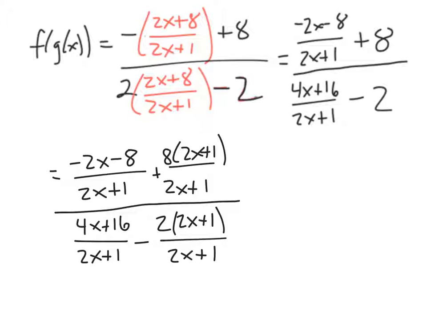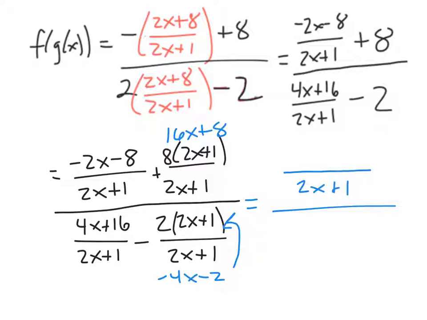So is it okay if I write this first numerator as 16x plus 8? Yeah, that makes sense. And if I write this other numerator as negative 4x minus 2. Probably, yeah. So then we just got a common denominator. So what's the numerator gonna be? 14x.